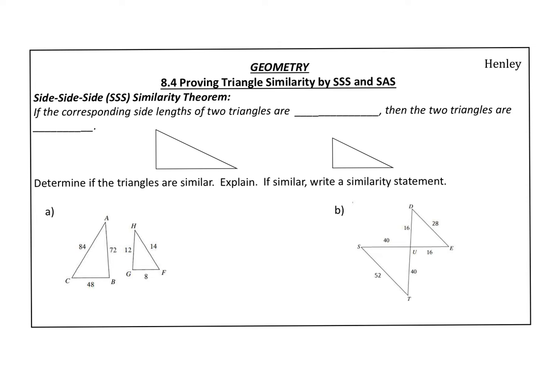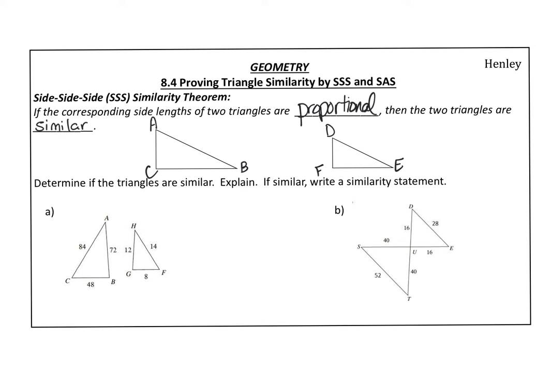Side-side-side similarity theorem. If the corresponding side lengths of two triangles are proportional, then the two triangles are similar. So let's look at these two triangles and let's label them. We are going to label the first one A, B, C, and the second one D, E, F.